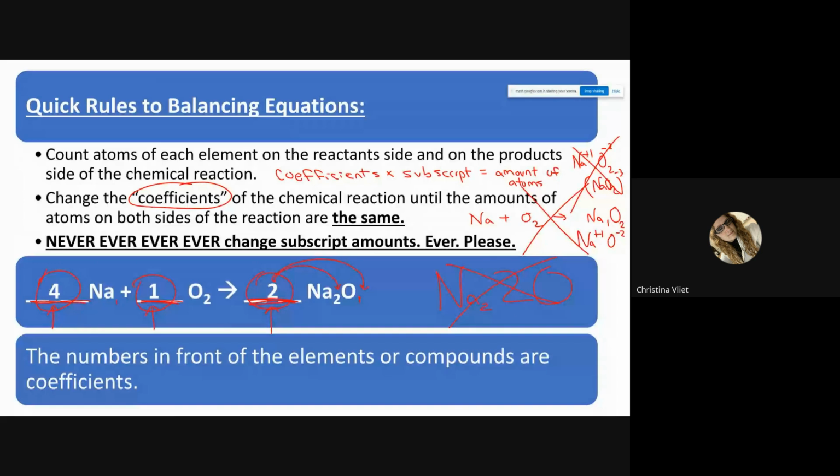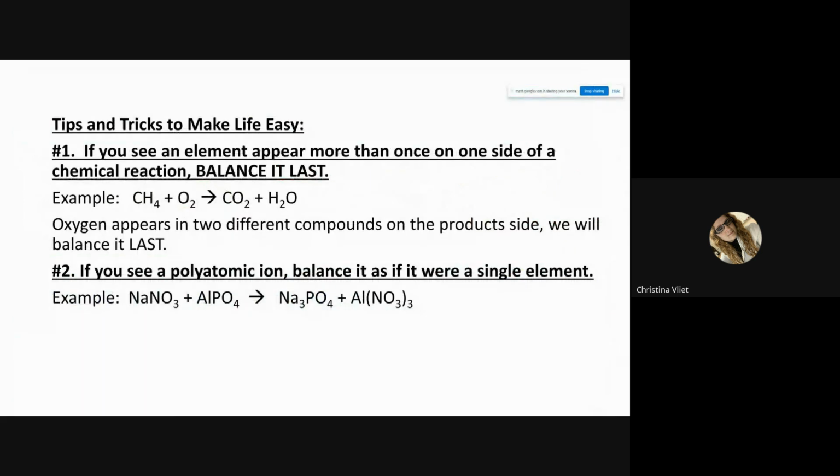All right, so there are some tips and tricks, and we'll go back to these when we look at examples. You don't have to write it down yet, but when we go to examples, I'll bring up each tip and trick as it shows up. First one, if you see an element appear more than once on one side of a chemical reaction, balance it last. What do I mean by that? If you look at this reaction, oxygen shows up how many times on the product side? Twice. So that means wait to count oxygen until last.